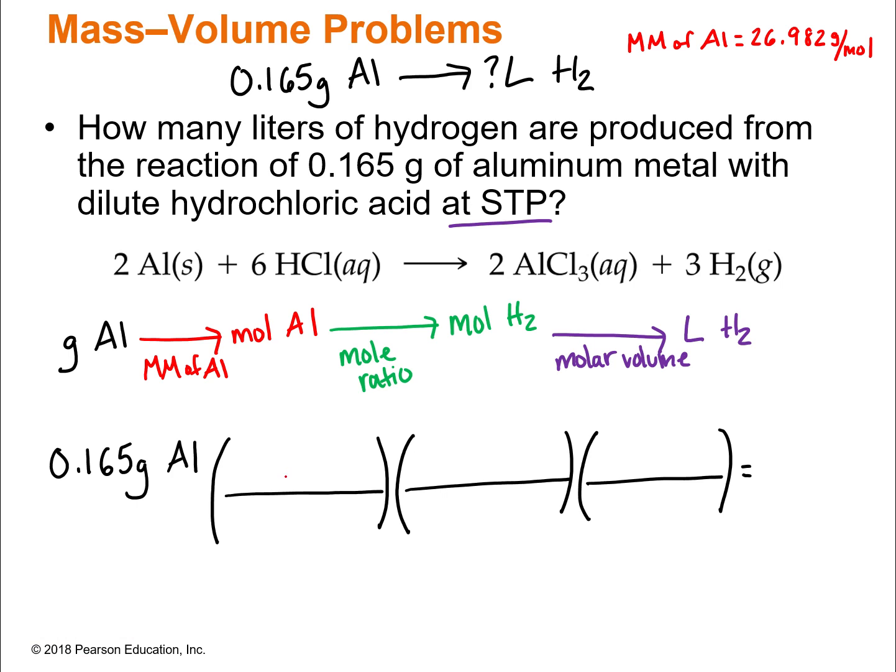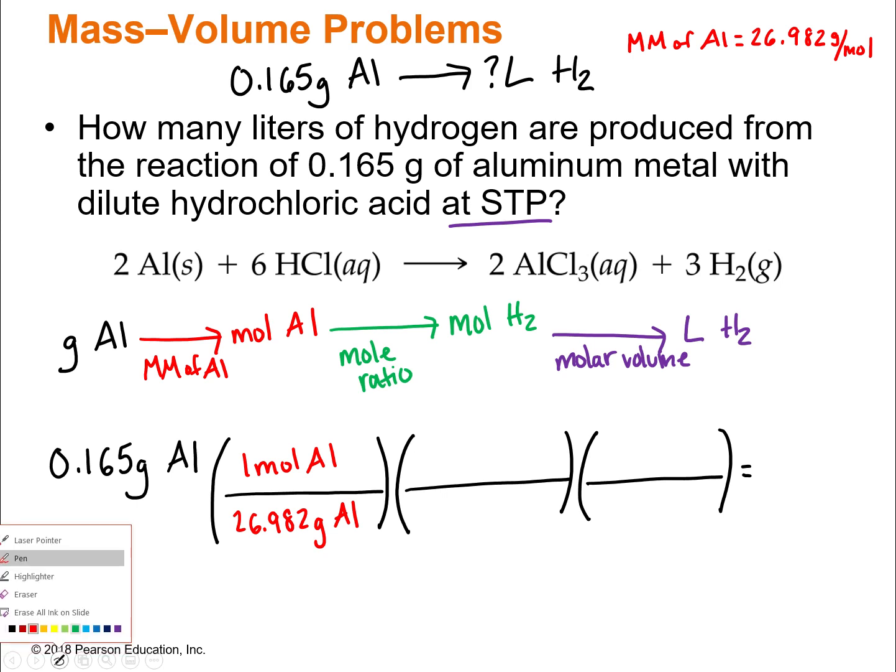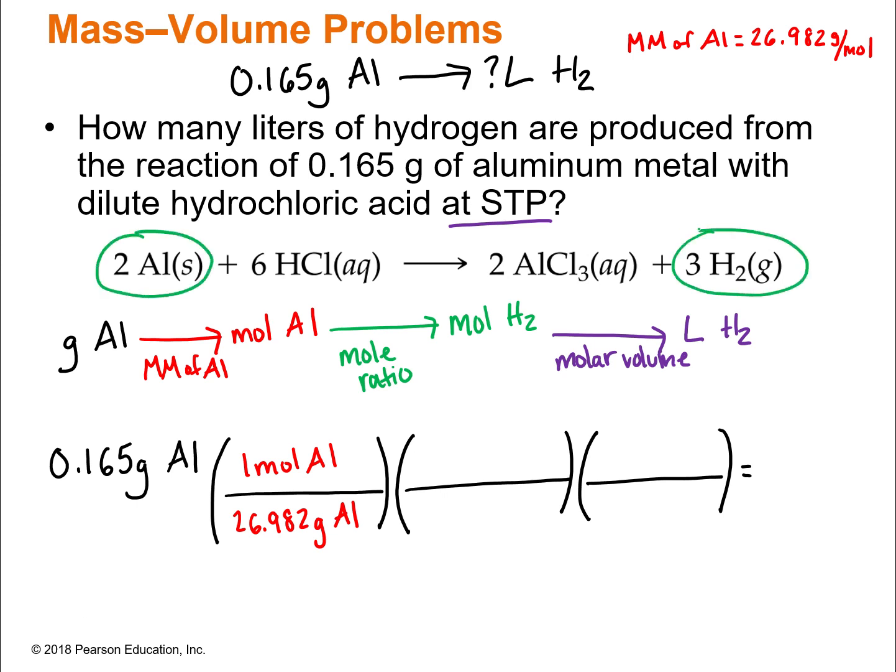First unit factor. We're looking at the molar mass of aluminum. Then we need a mole ratio. There are 2 mole ratios that we can write here. I advise that you circle or highlight or underline the 2 compounds that you need to write the mole ratio for, just so that you focus on those and nothing else.